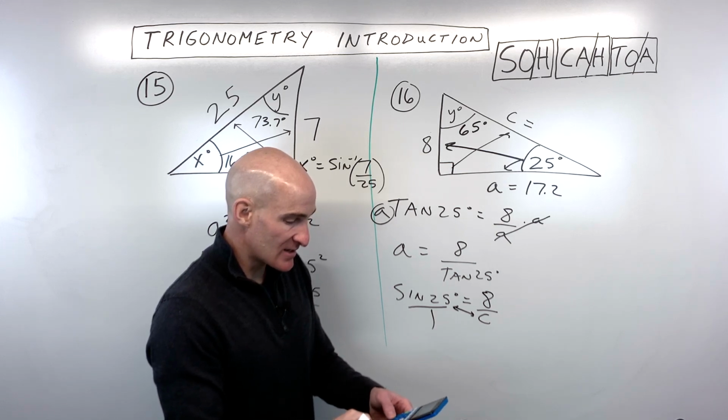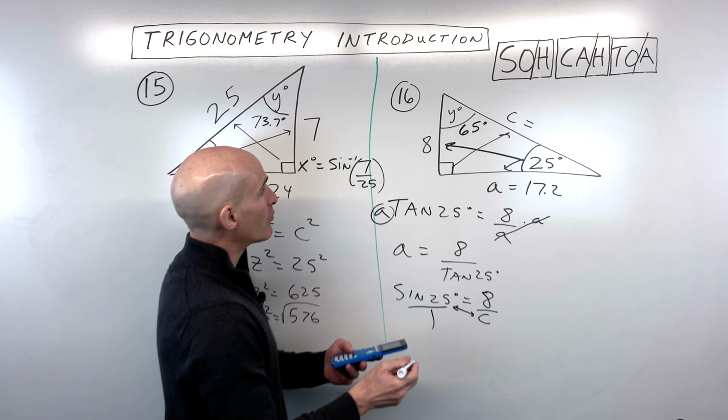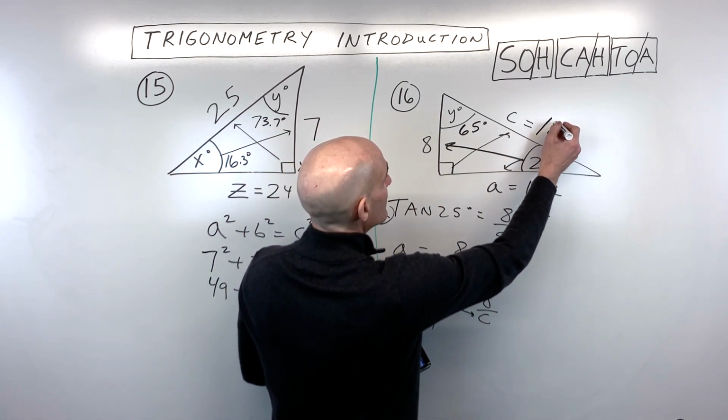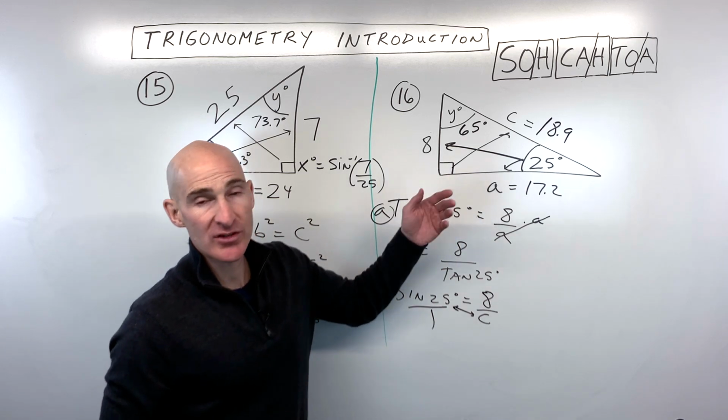So let's see what that comes out to. Okay, and I am getting about 18.9. So that's that third side. So now you solved the triangle, you found all the angles, all the sides.